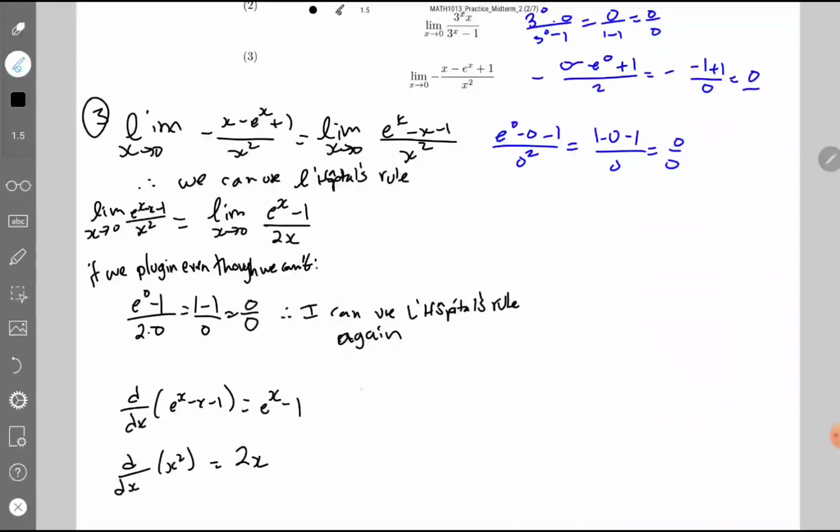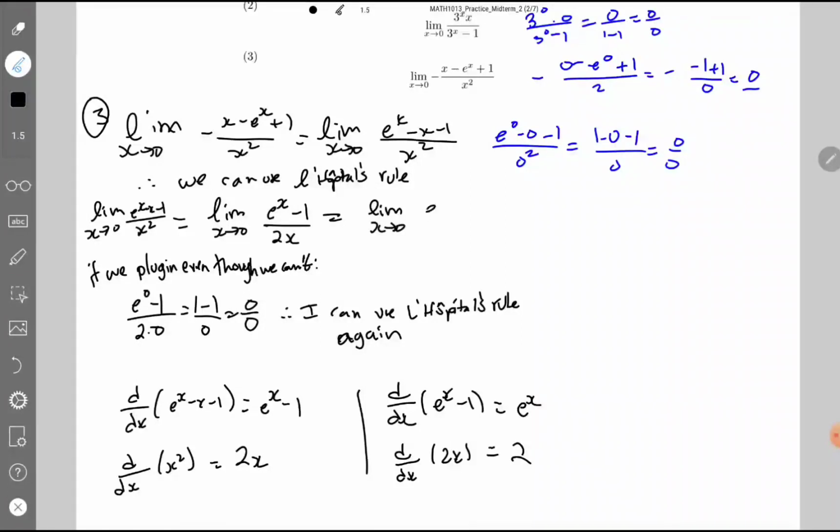So here I need to use L'Hopital's rule again. Let's look at the next derivative. On top I need e to the x minus 1, and on the bottom I have 2x. So on top, I have e to the x, right? The minus 1 disappears, and on the bottom I get 2. So here I get the limit as x goes to 0 of e to the x over 2.